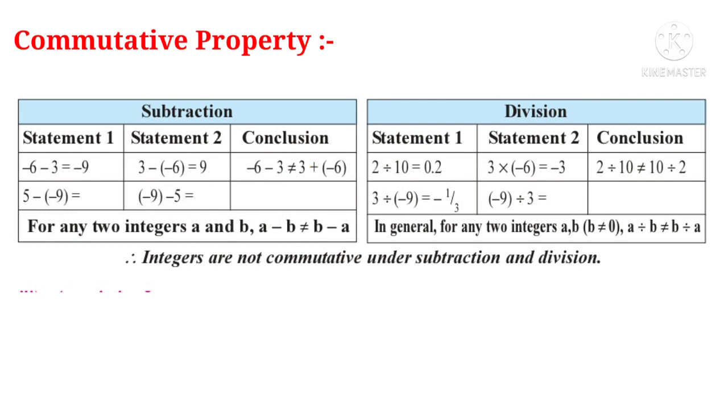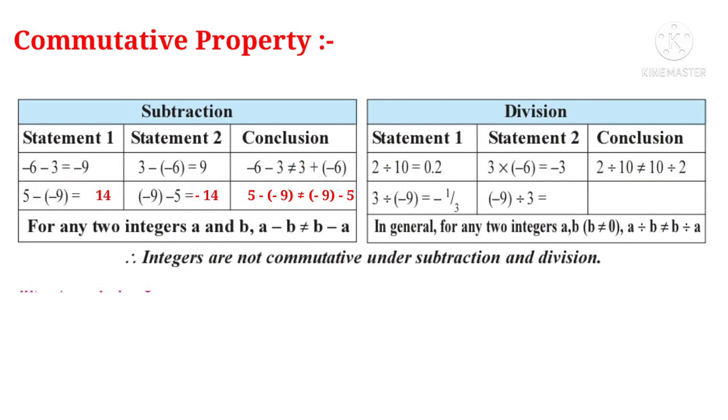In the same way, 5 minus of minus 9 gives 5 plus 9, that is equal to 14. By interchanging, minus 9 minus 5, we get minus 14. That is, 14 and minus 14 are not equal. So we can say that 5 minus of minus 9 is not equal to minus 9 minus 5.